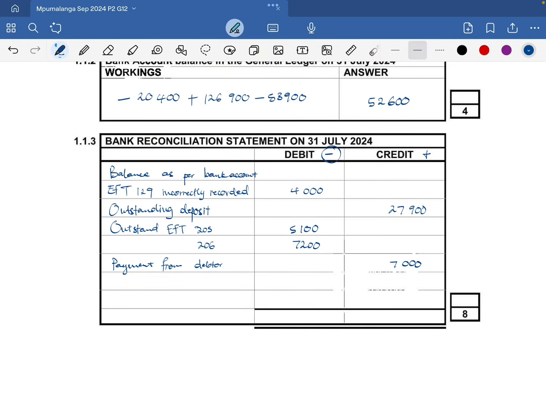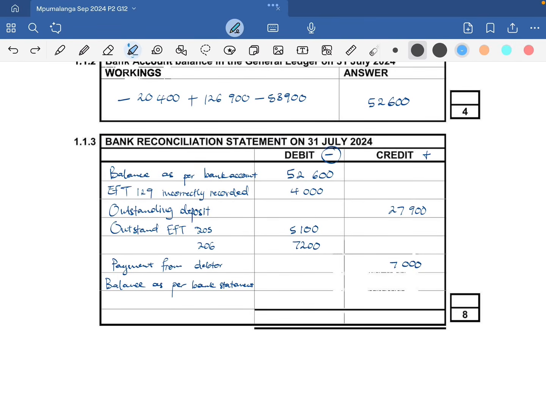Okay, and then at the end we could have balance as per bank statement. Okay, now the balance is our bank account. We just calculated it as 52,600, and we know that it is a positive. Okay, so since it's positive, it goes on to our debit side, 52,600.